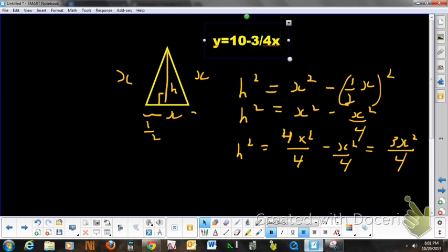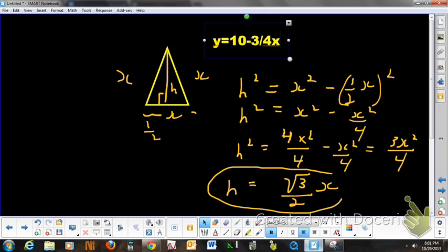Now when we square root that to get h, the x and the 4 will simplify down, and we're going to get square root of 3 over 2 times x. So there's the expression for the height, that's the second part of this, which will help us find area.